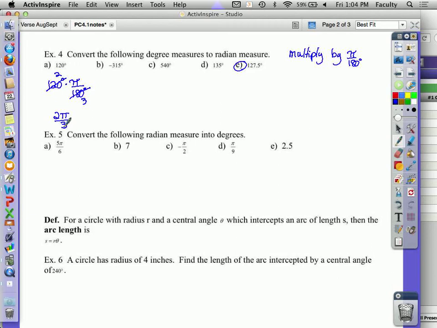Use your unit circle as well. Look at your 45-degree ones. It was 45, 135, 225, 315. Those have really got to become very familiar to you, so that you can recall them.